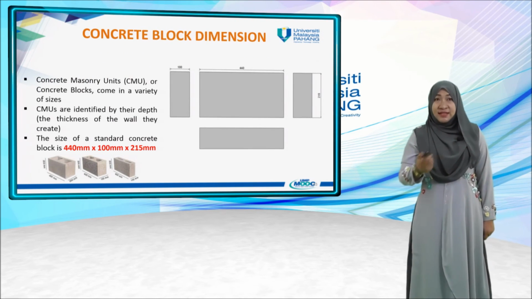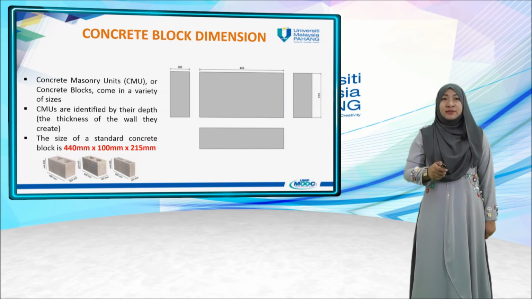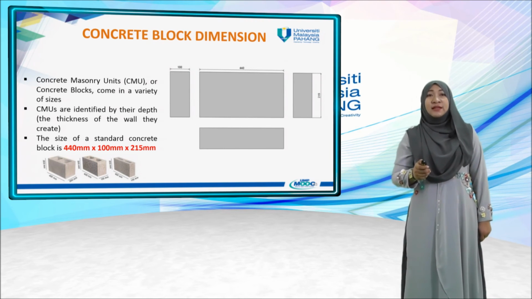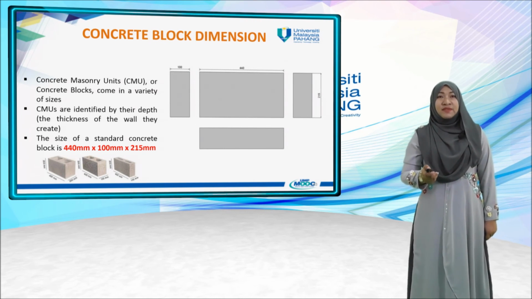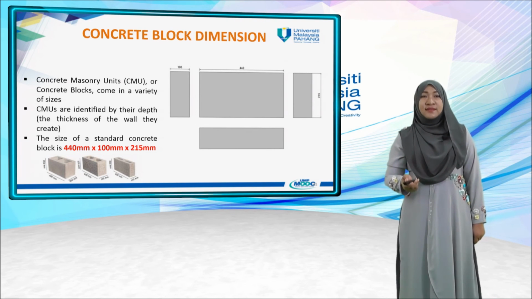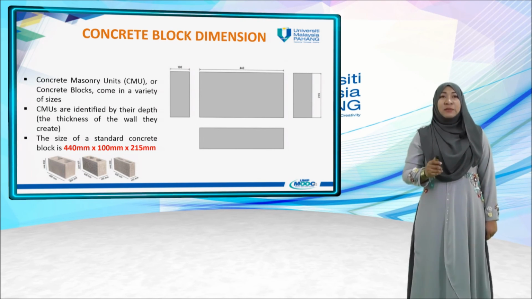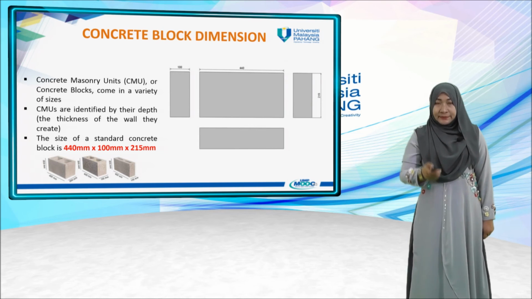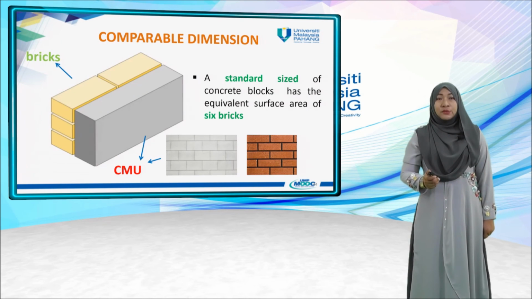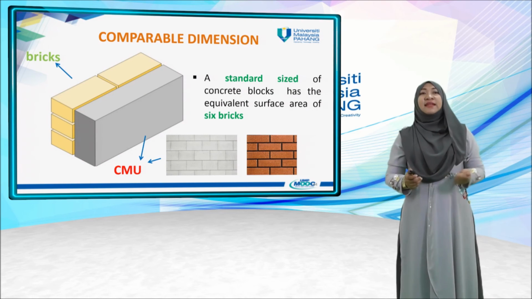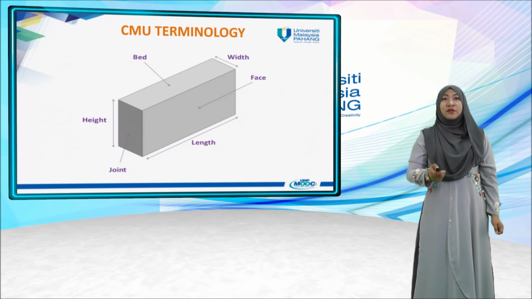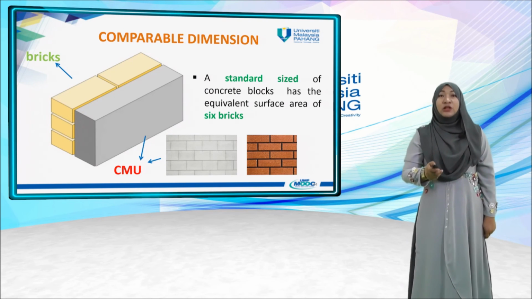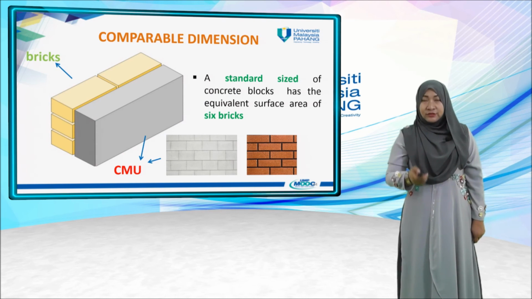The dimensions for the concrete block as shown in the photo are 440 mm times 100 mm times 250 mm. Concrete masonry units, or concrete blocks, come in a variety of sizes, and the short name CMUs are identified by their depth, the thickness of the wall they create, as shown in the figure. To compare bricks and CMU, a standard size concrete block has the equivalent surface area of 6 bricks, as shown in the photo.